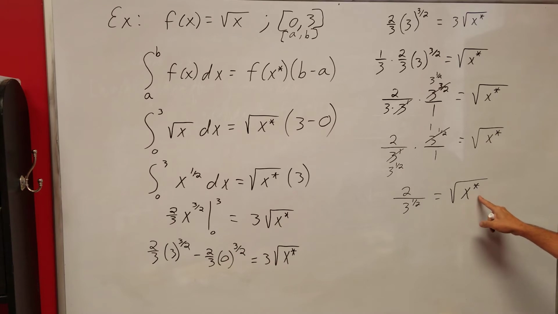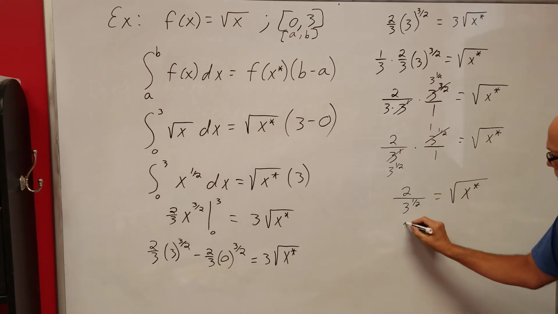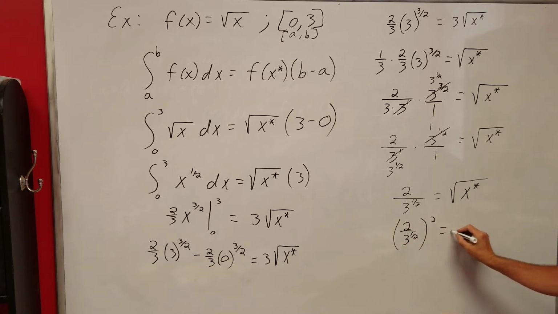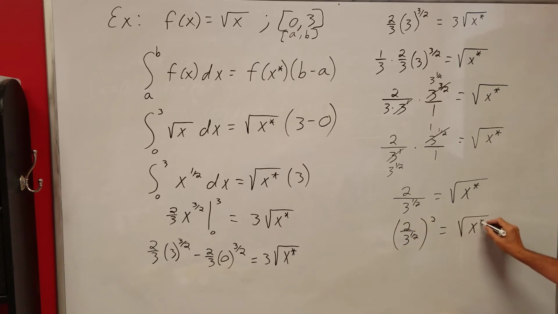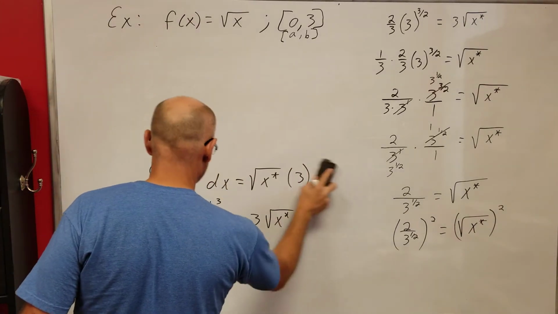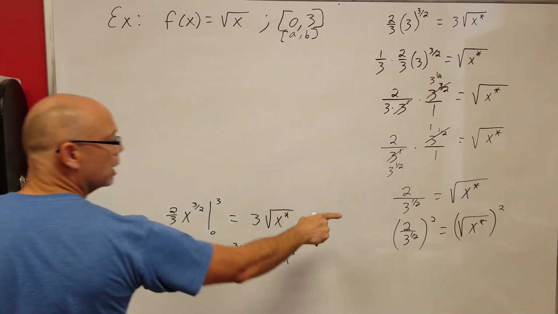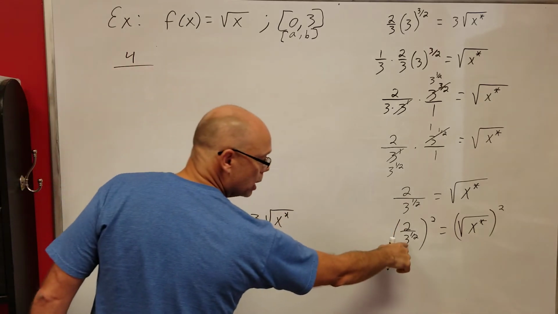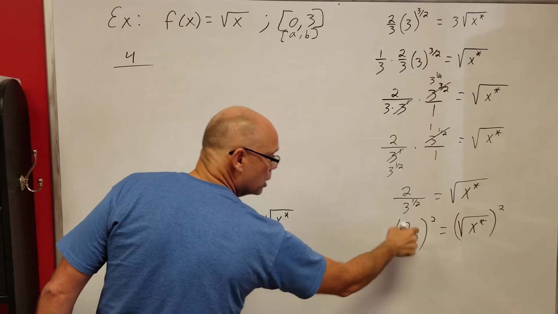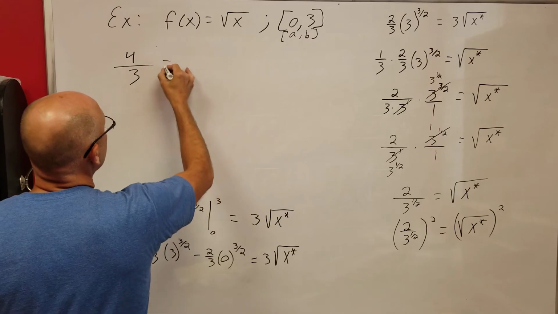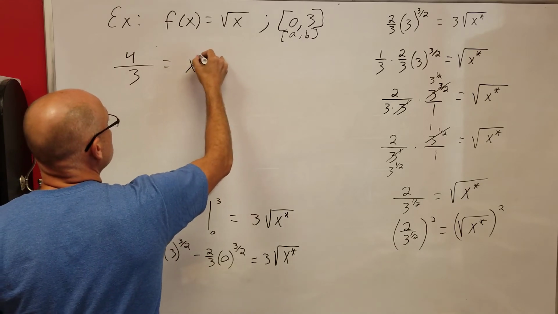Now how do I get to x star? I square both sides, right? So 2 over 3 to the 1/2, squared, is equal to the square root of x star, squared. All right, so what happens whenever I square 2? I get 4. What happens whenever I square 3 to the 1/2? I get 3 to the 2 times 1/2, or 3 to the 1st, right? Is equal to x star.